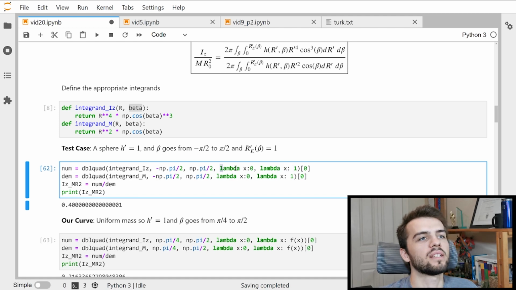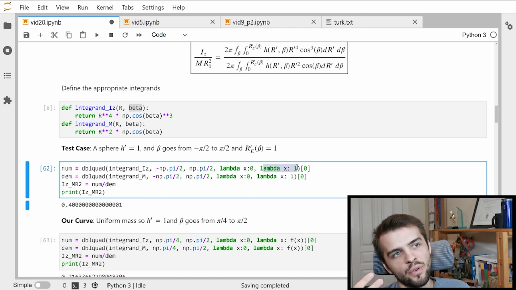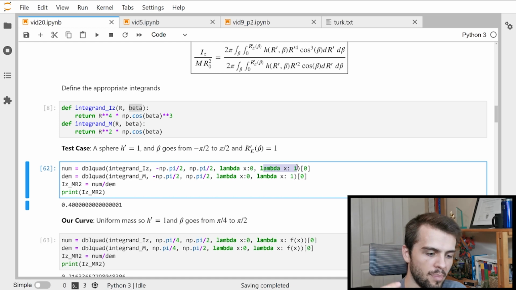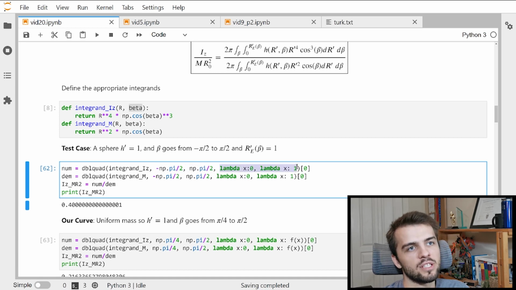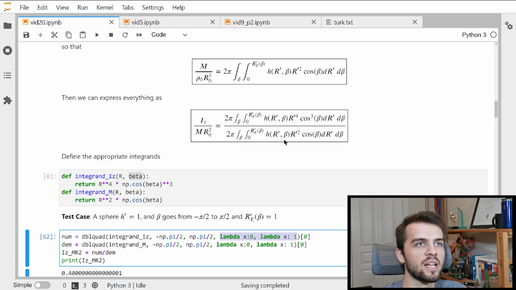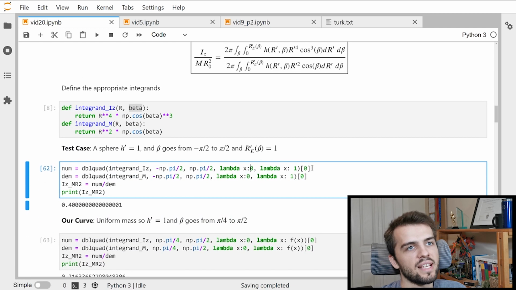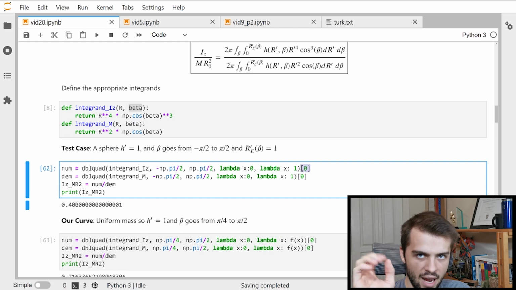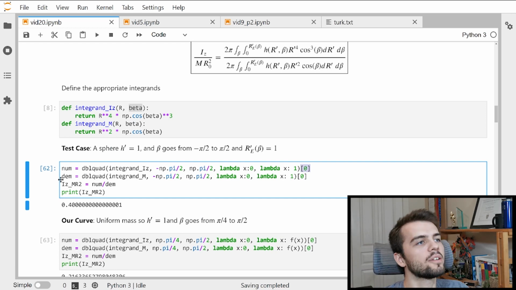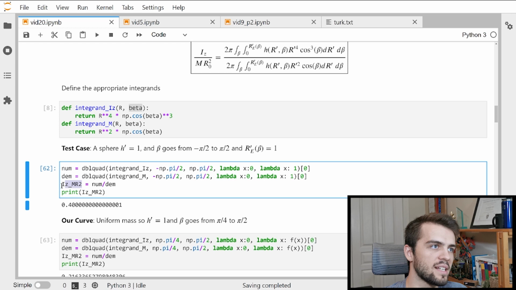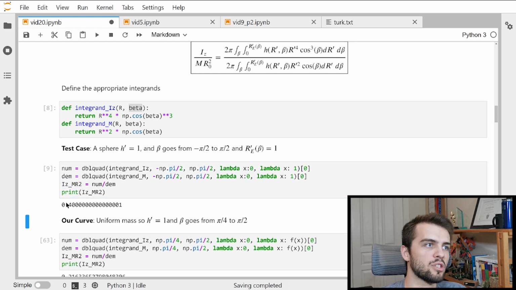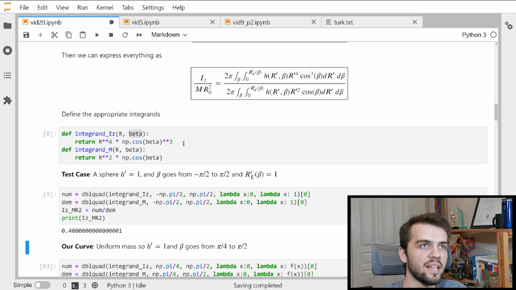Now, you might be wondering why I'm putting lambda x. That's a function, and when you're doing a double integral in Python, you always need to put a function as your next arguments. These are the bounds for the first variable; the bounds for the second variable need to be expressed as a function. This is because in general, r prime of beta does depend on beta, so it would actually depend on a parameter. And I take index 0 because it returns both the integral and the error, and I only want the integral. I don't care about the error here. So I get the numerator and denominator, and then I get Iz over m r squared. I solve this and I get 0.4, which is 2/5. So the formula here is correct.